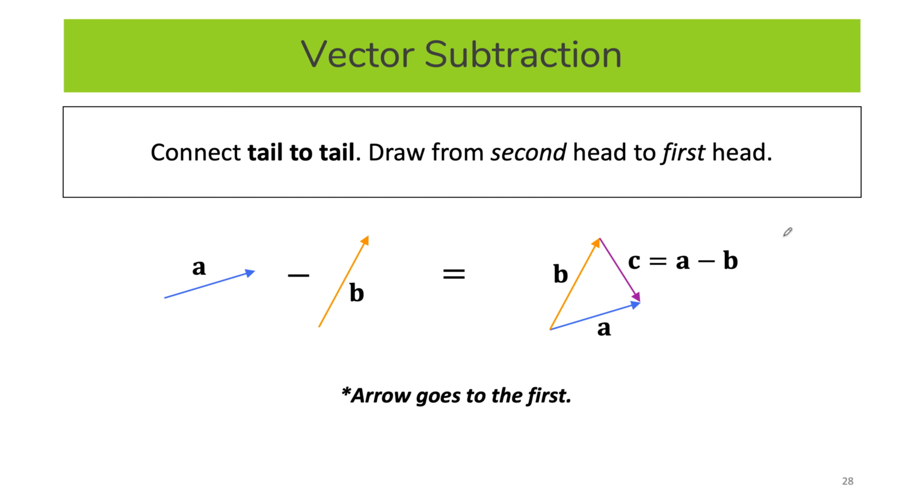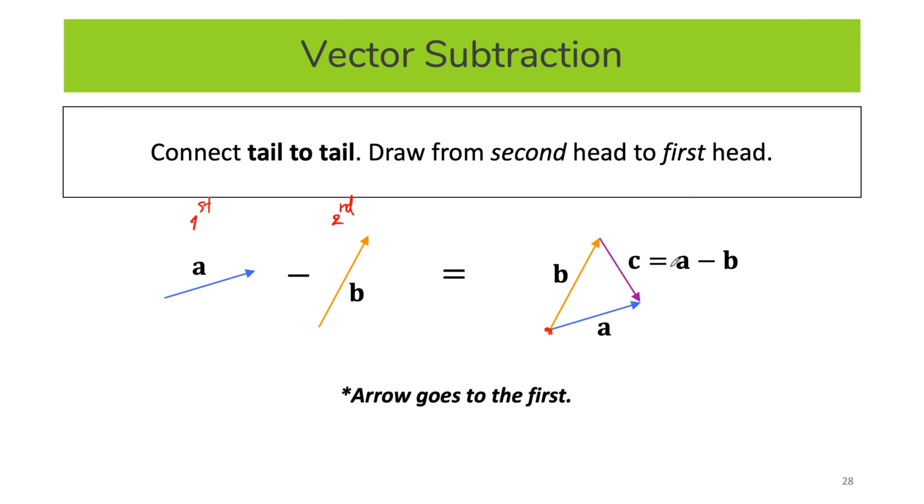The second technique of vector subtraction goes like this. So let's say again that we have A and we have B. We are subtracting B from A. What I would do is I will connect tail to tail, and then I will draw from the second head to the first head. So again, this is the first, because A minus B, A comes first, and this is second. So let's do this. So I'm attaching the tail of A and B together, right here. A is here, B is there.